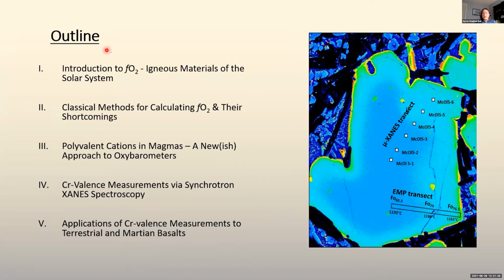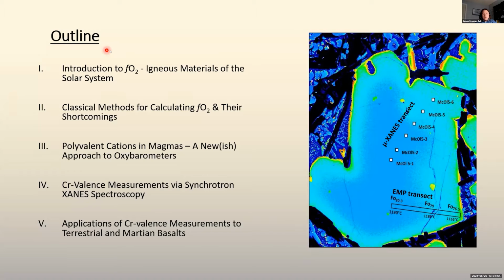Why should we be interested in measuring these things? Then I want to give you a little bit of background about what I call classical methods, not because they're from antiquity, but because they're an older way to approach this problem of calculating fO2, as well as some of their shortcomings. I think this feeds nicely into the development of synchrotron-based techniques where we use polyvalent cations in silicate liquids. Then I'll introduce the concept of using polyvalent cations in magmas as an oxybarometer, a way that we can quantify fO2.